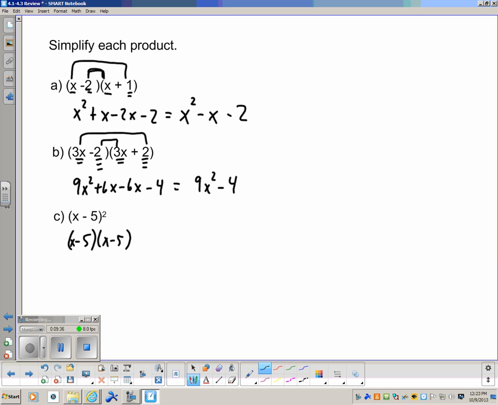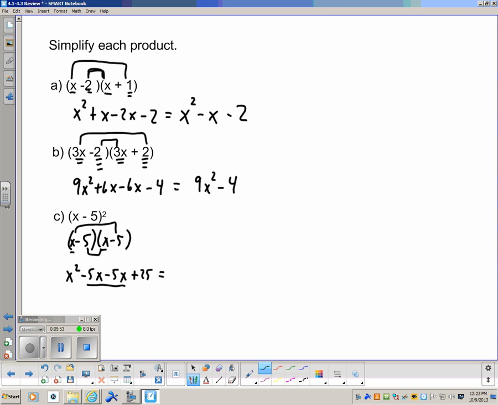And then letter C here, you have to recognize that's x minus 5 times x minus 5. That's what that squared means. It means there's 2 x minus 5s. So now I can FOIL that out. X times x is x squared. And then I've got a minus 5x and a minus 5x. And then I simply have those last two terms, the -5 times a -5 there is a plus 25.